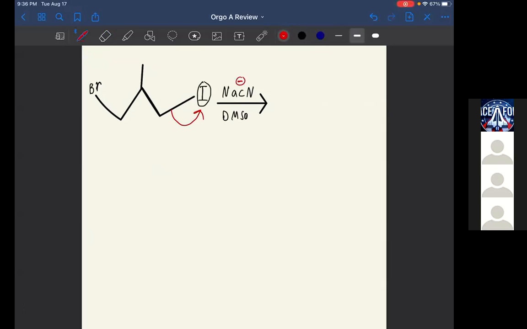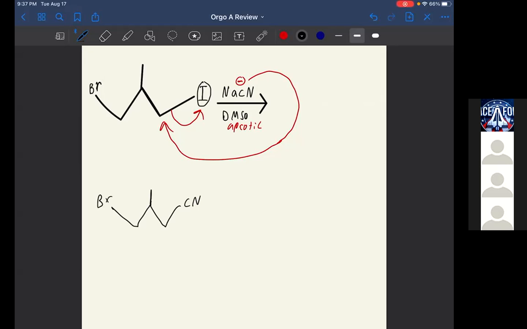NaCN. This is an ionic compound. CN is going to come in. Oh, I forgot. This is aprotic, so it's going to favor SN2. It would come in, attack, and now draw your product here. And that would be your final molecule for that reaction.